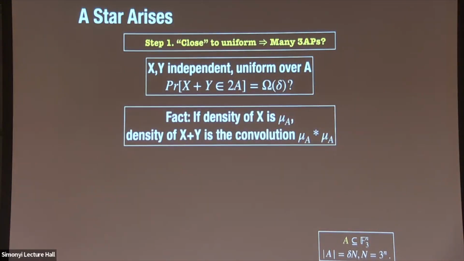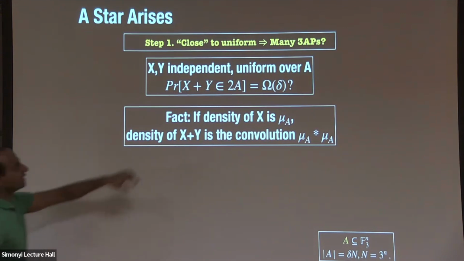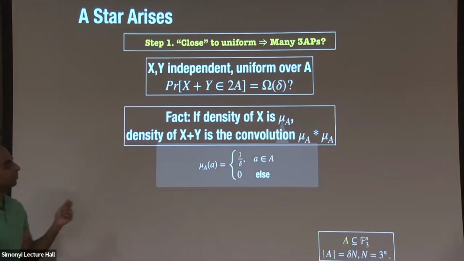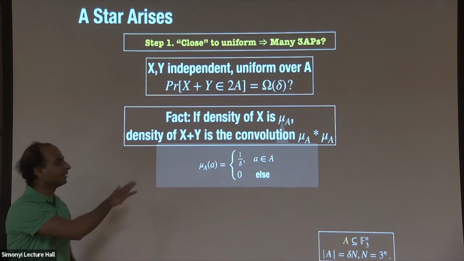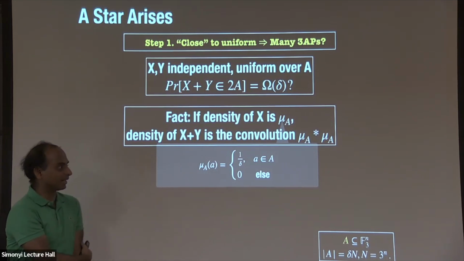If the density of x is given by something, then the density of the sum of two independent copies of it is the convolution of the original density. Here, by density, I don't mean the probability density function, but it is scaled so that the expectation of mu is 1 and not the sum of mu is 1. That's the right normalization that works through most of the calculations.